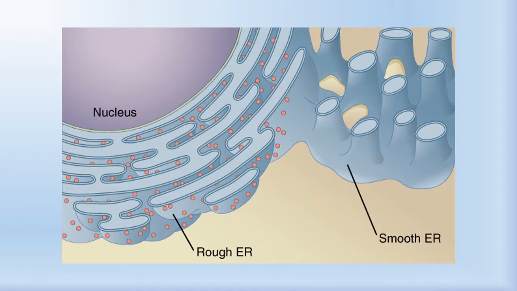This is a picture of the rough and smooth endoplasmic reticulum. Note on the rough endoplasmic reticulum the little red dots of the ribosomes. And note that it extends out from the nuclear envelope or membrane.